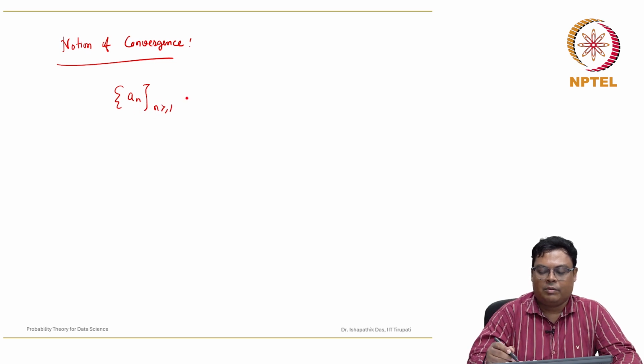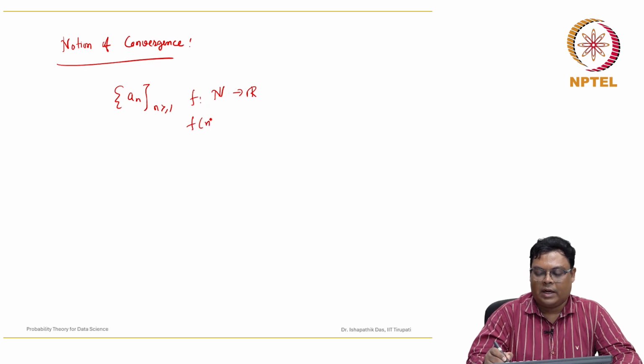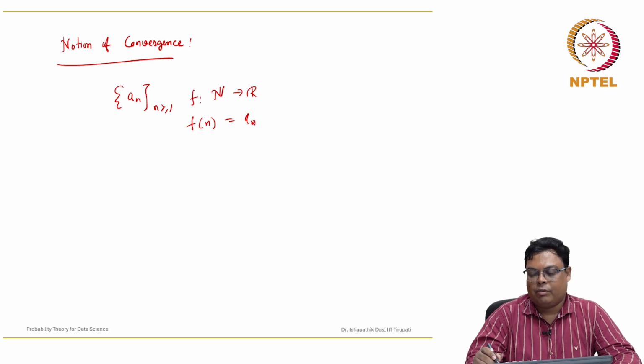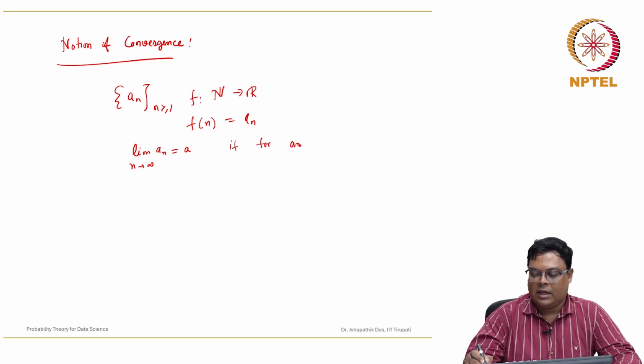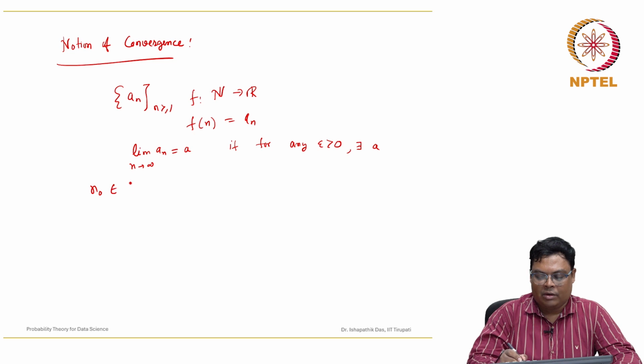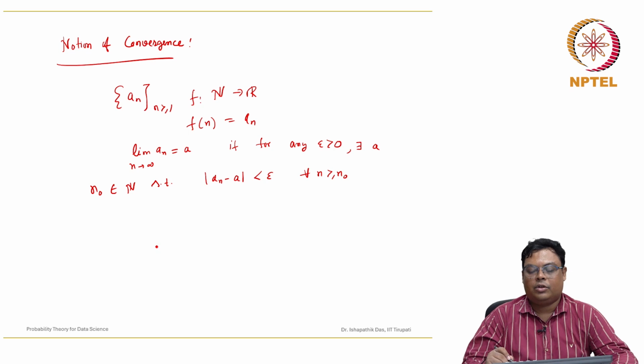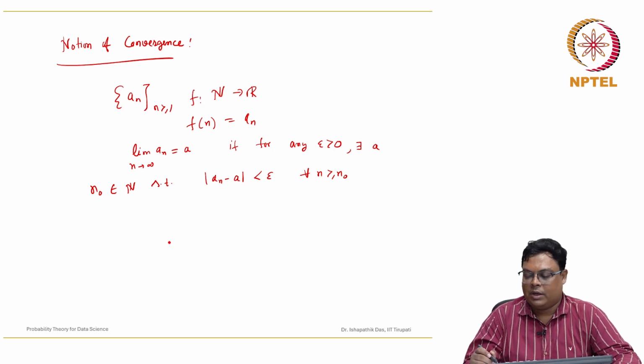We say that this sequence of real numbers is basically a function from the natural numbers to the real numbers. For each value of n, we are getting a real number, so it is known as a sequence of real numbers, denoted by an. We say that this sequence is convergent, and we denote limit n goes to infinity an is equal to a, if for any epsilon greater than 0 there exists a natural number n naught such that the difference |an minus a| will be less than epsilon for all n greater than or equal to n naught. So, this is the concept of convergence in a sequence of real numbers.